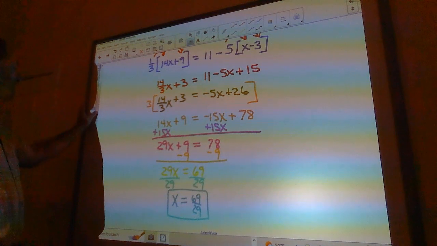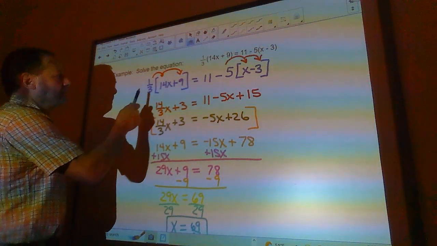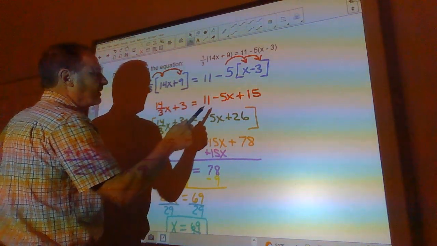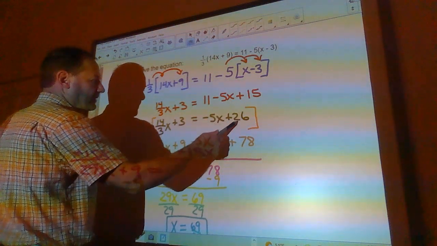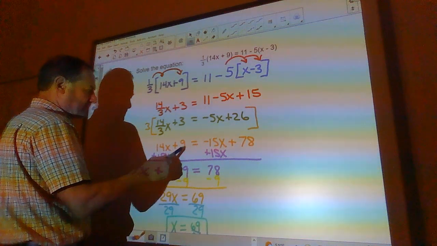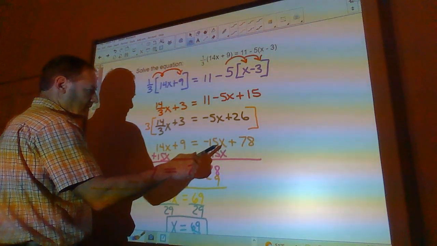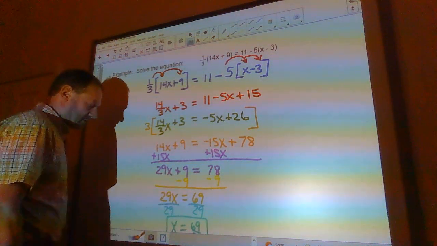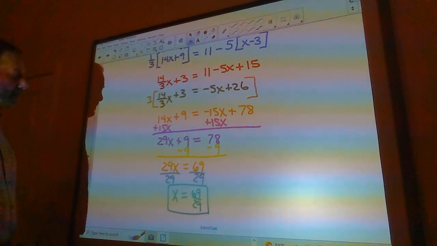All right, let me just double check that, because that's a really nasty answer. So 14/3 x plus 3 equals 11 minus 5x plus 15. That's right. I can combine that, that's 26. Multiply by 3: 14x plus 9 equals negative 15x plus 78. Yep, 29. That must be right. Okay, so there you go.